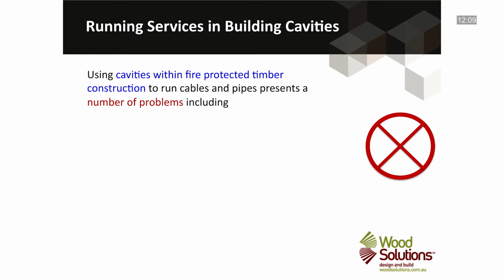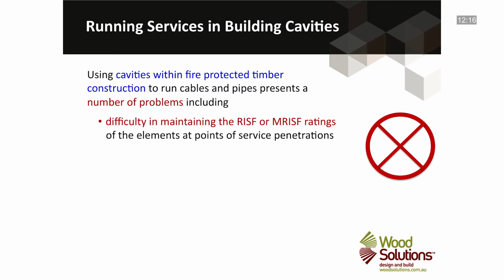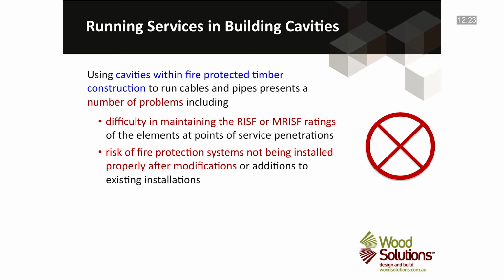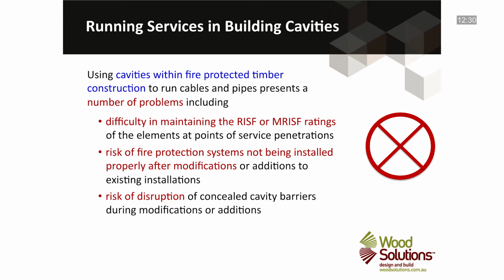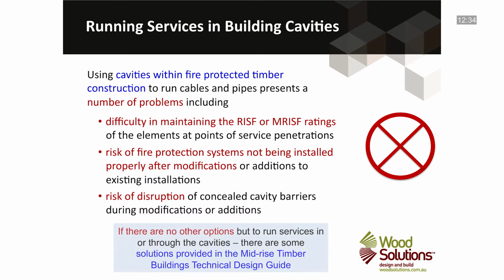Using the actual cavities within fire-protected timber construction to run cables and pipes presents a number of problems, including difficulty in maintaining the RISF or MRISF ratings of the elements at points of service penetrations, risk of fire protection systems not being installed properly after modifications or additions to existing installations, and risk of disruption of concealed cavity barriers during modifications or additions. If there are no other options but to run services in or through the cavities, there are some solutions provided in the Mid-Rise Timber Buildings Technical Design Guide.